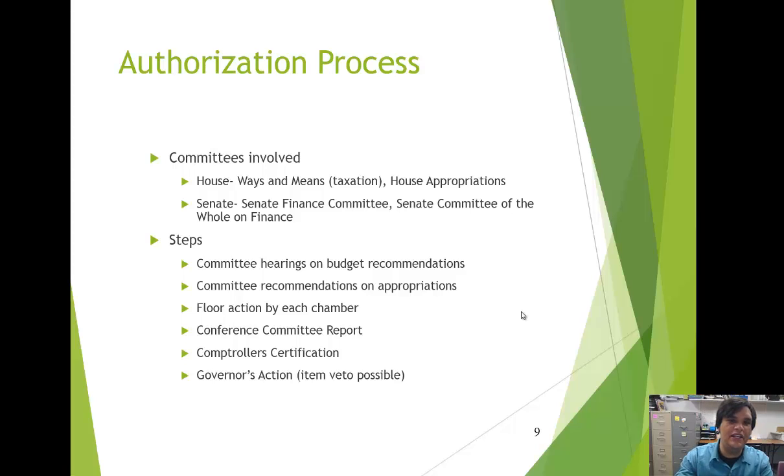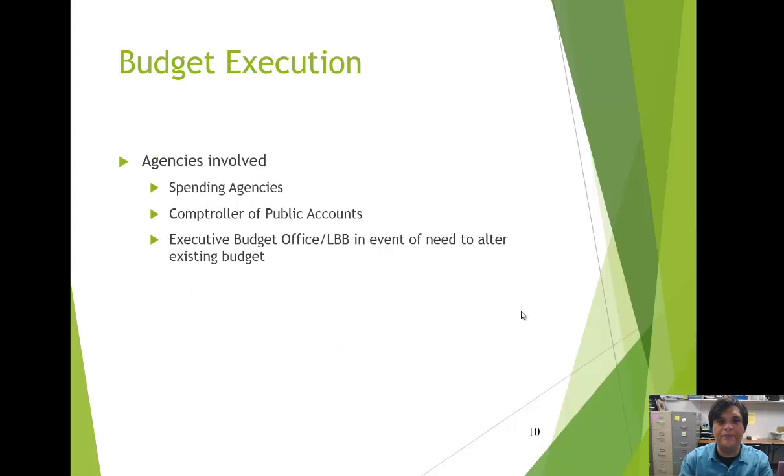So all the way from committee up to the governor signing it, that's all part of the authorization process and all part of the confirmation of the future budget.